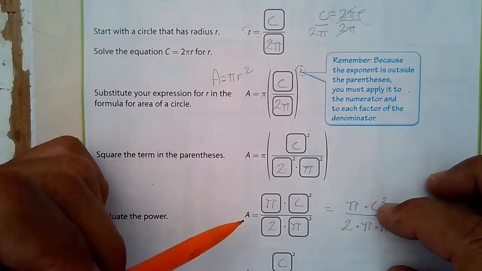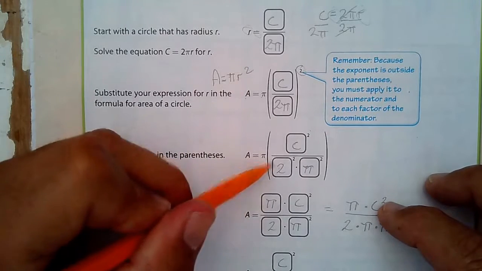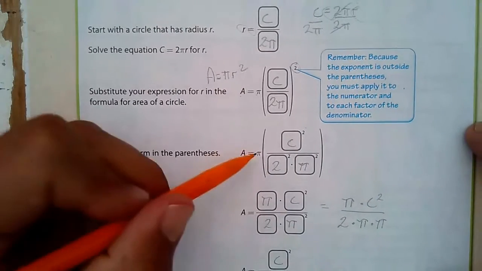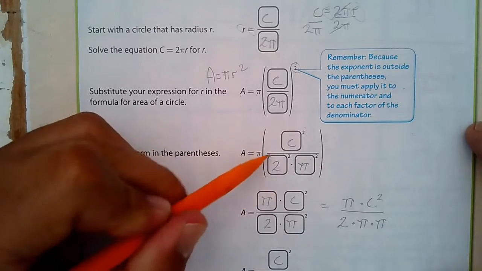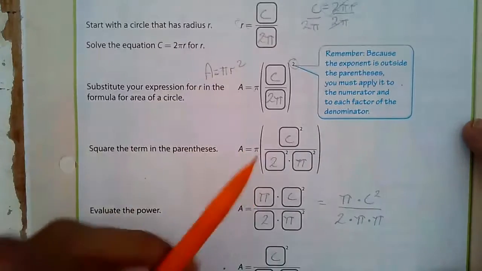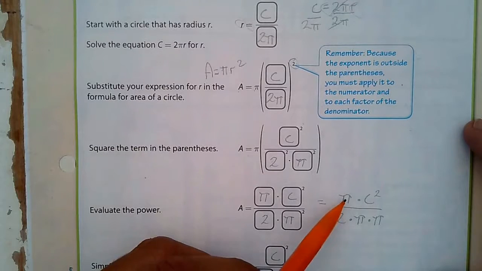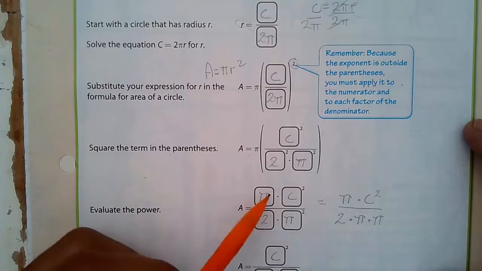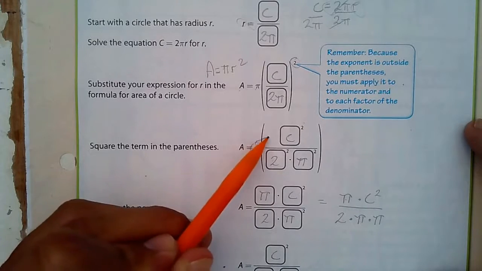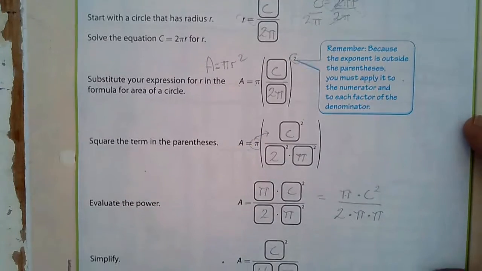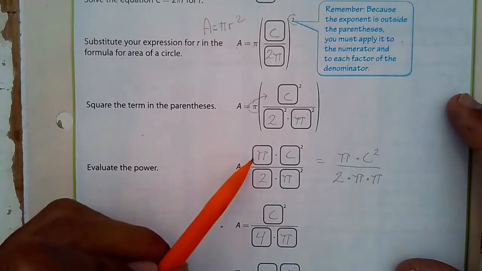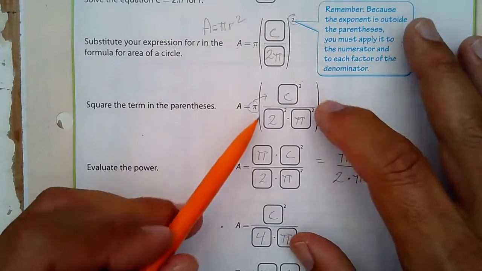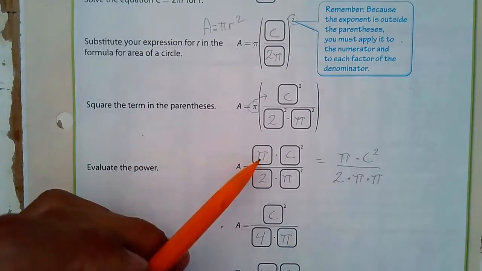And then what they did here, from here to here, is they said, well, all this is being multiplied by pi. So I wrote that over here: pi times c to the second. Okay, that's pi times c to the second. So really, this just kind of transitioned into the numerator, which is a legal move. You can do that. So that allowed us to remove the parentheses, kind of clean this up a bit.